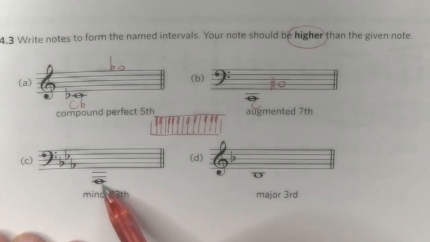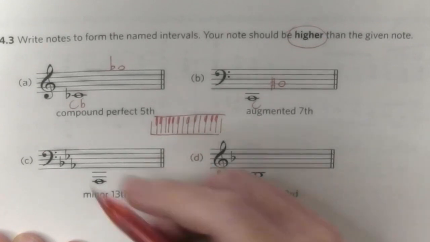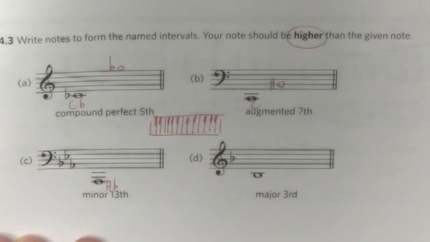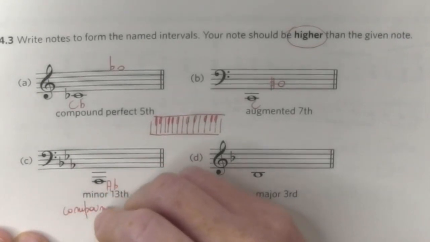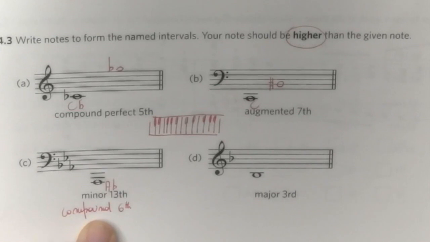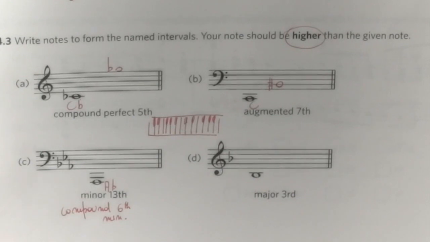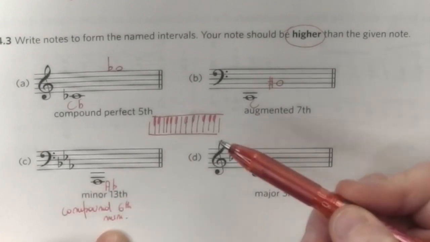Third example. Oh my God, what is this note? Mi, re, do, si, la. I just count. A. We have three flats. A flat. A minor 13. Now, a 13 is a compound. A 13 minor is a minor seventh, compound sixth. So, a compound minor six. A minor six is a major third flipped over.